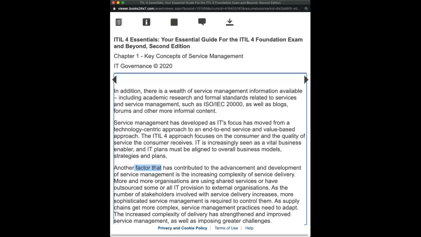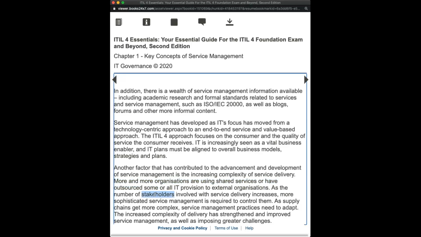So just to add, the advancement of service management is due to the increasing complexity of service delivery. That's why it advanced. And more organizations are using shared services or have outsourced some or all IT provision to external organizations, right? Because this would help a company focus on value added processes instead of spending time on their ITSM, right?